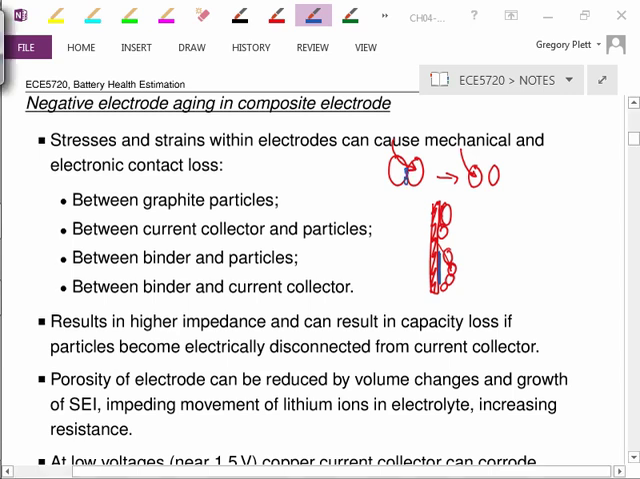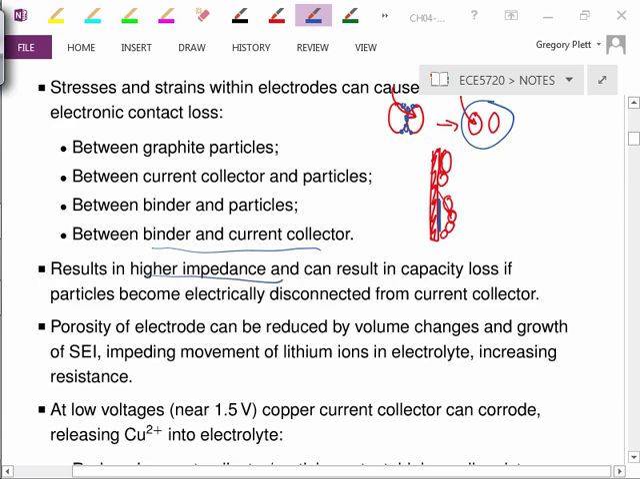And binder is some kind of, usually a rubber, PVDF is one of them that's used, that tries to add some elasticity and to keep the particles in contact with each other. But the binder over time may age and stress and react and degrade and so forth. So this can still happen. And of course the binder in the current collector also can cause delamination. So certainly this would result in higher impedance because there's fewer paths for electrons to follow, and it can result in capacity loss if the particles are completely disconnected from current collector and each other.